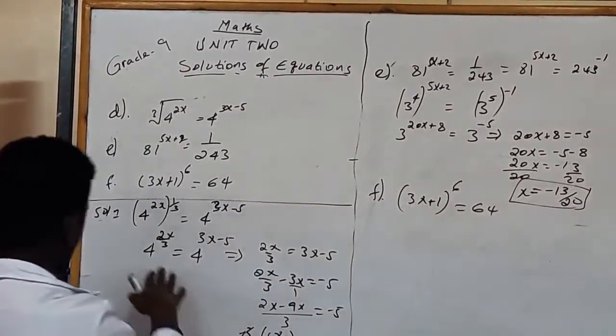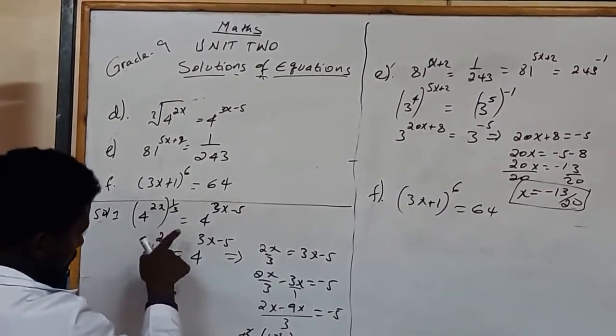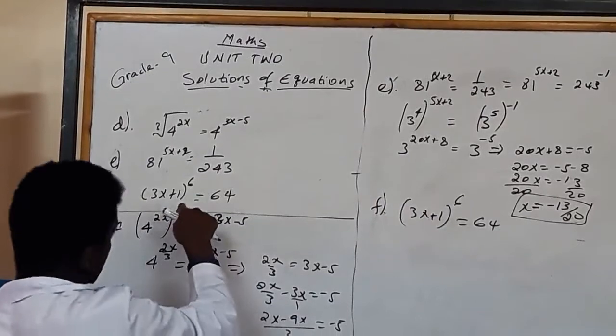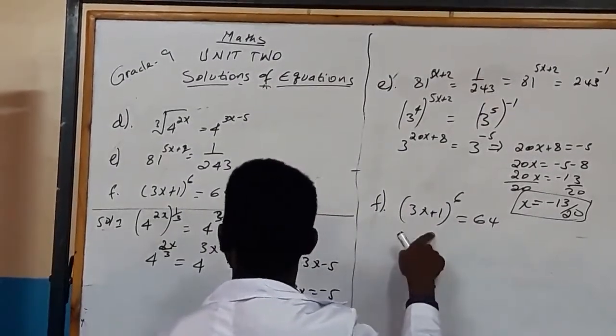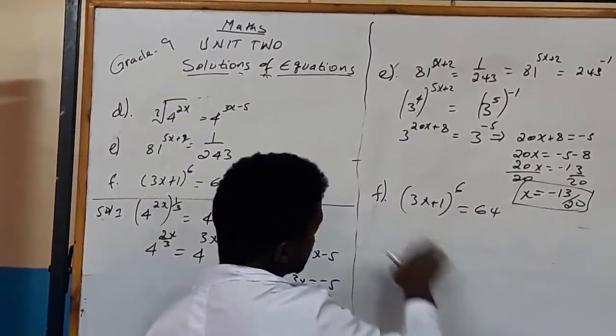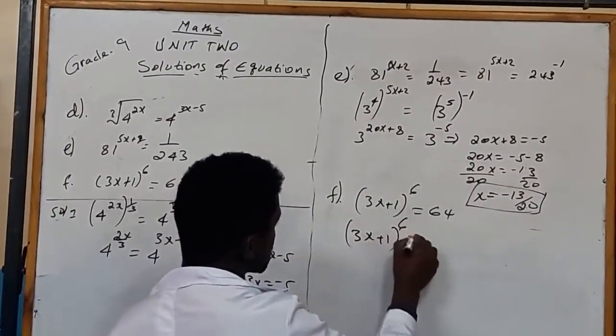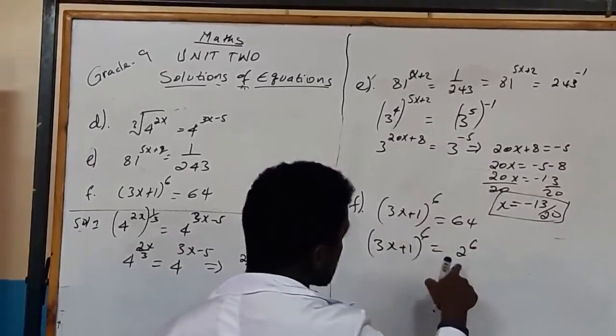Previously, the variable we were going to find was in the exponent. Now it is changing to the base. So it becomes (3x plus 1) to the power of 6 is equal to 2 to the power of 6.